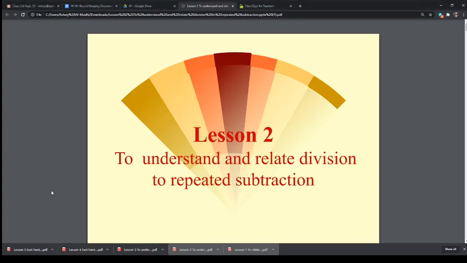Welcome back, grade 4. Today in math, we're going to be focusing on understanding and relating division to repeated subtraction.